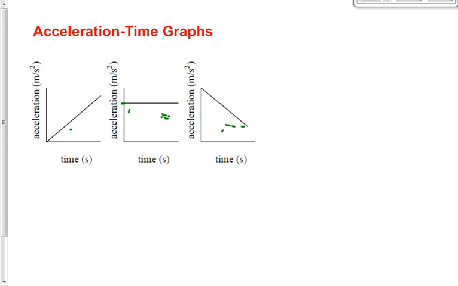This one, what's this one? Yep. Good, it's decreasing acceleration. Is it going forward or backwards? Probably going forwards, okay? And it's speeding up going forwards. It's not slowing down, it's not going backwards. It's speeding up going forwards. It's just not speeding up as quickly as it was before. The rate at which it speeds up is decreasing.